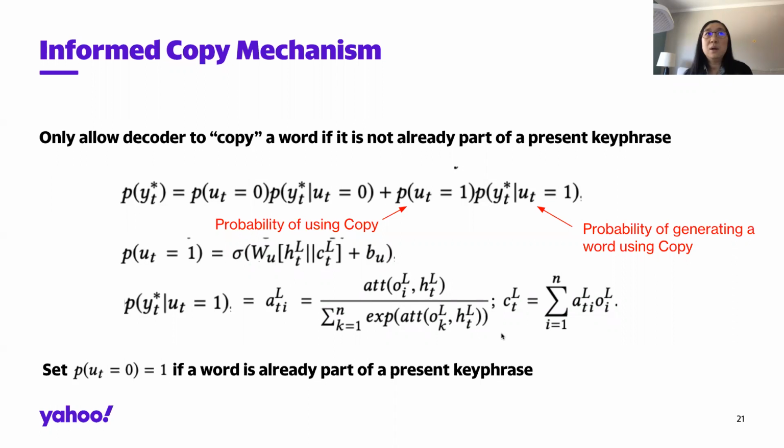Once we have this attention weight, we can compute a so-called context vector, which is a weighted sum of the embedding layer output. Then we concatenate this context vector with the hidden layer output from the decoder, and apply this sigmoid function to compute the probability of using copy. So this is a standard representation for the copy mechanism. But with our informed copy, once we detect the word is already part of a present key phrase, we simply set this term to be 1 and this term to be 0, so that we make sure we don't copy this term, but only consider the generation probability for this word.